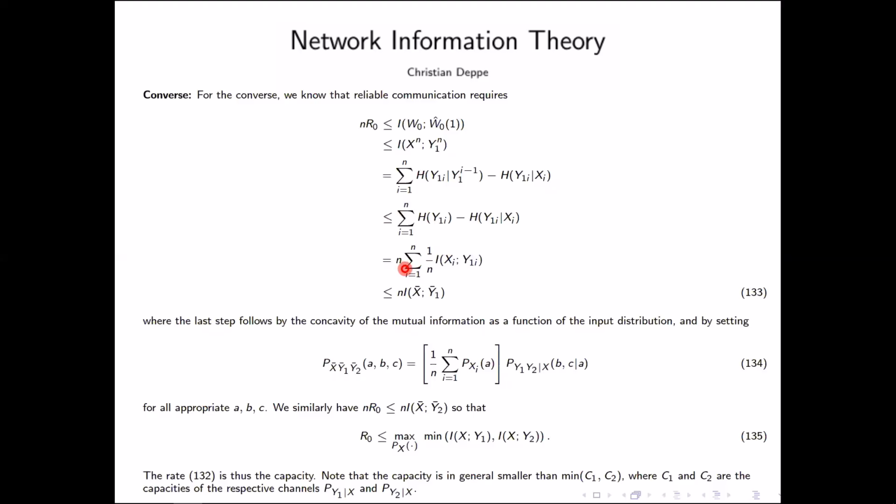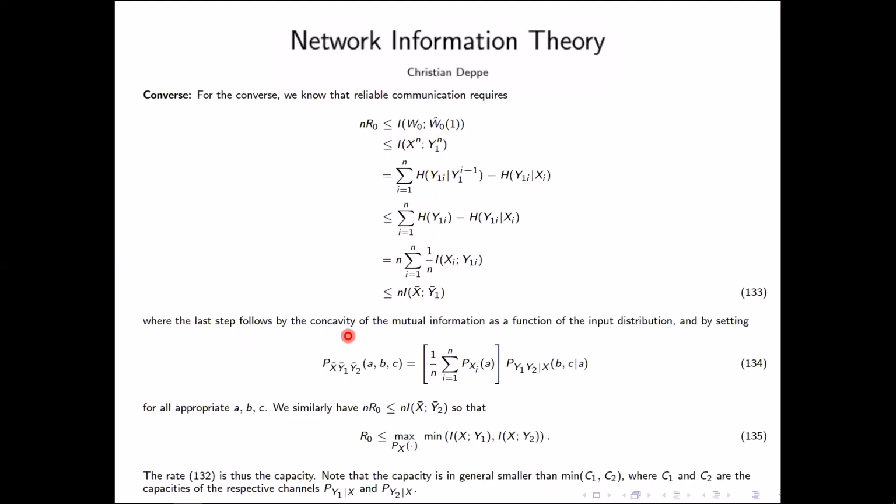exactly n times the sum from 1 over n times the mutual information of xi and y1i. And so n times R0 must be less or equal than n times the mutual information between x and y1, the average of x and y1. So the same holds, of course, for y2 here. We can always insert y2 here.